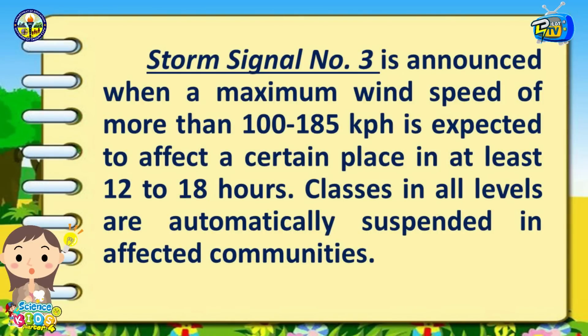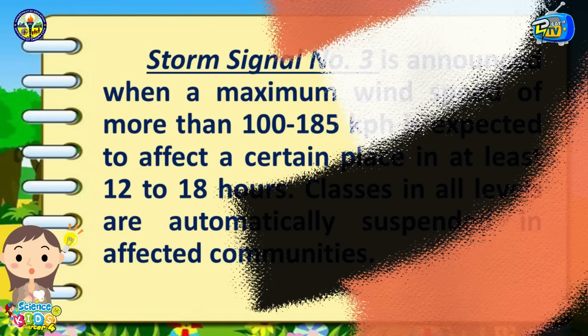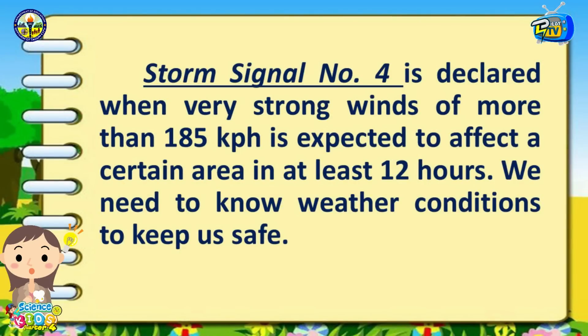Storm signal number 3 is announced when a maximum wind speed of more than 100 to 185 km per hour is expected to affect a certain place in at least 12 to 18 hours. Classes in all levels are automatically suspended in affected communities. Storm signal number 4 is declared when very strong winds of more than 185 km per hour are expected to affect a certain area in at least 12 hours. We need to know weather conditions to keep us safe.